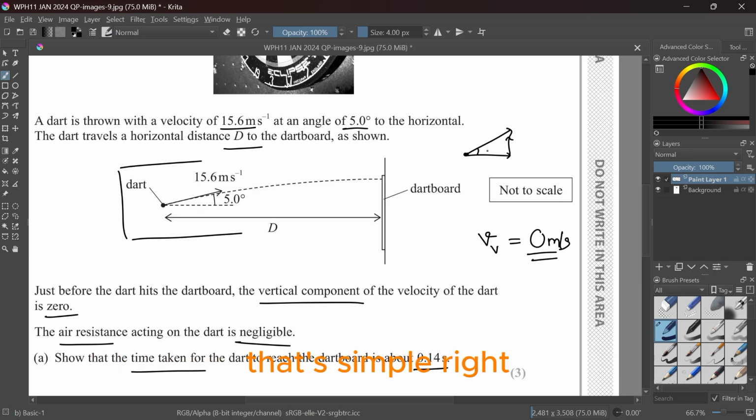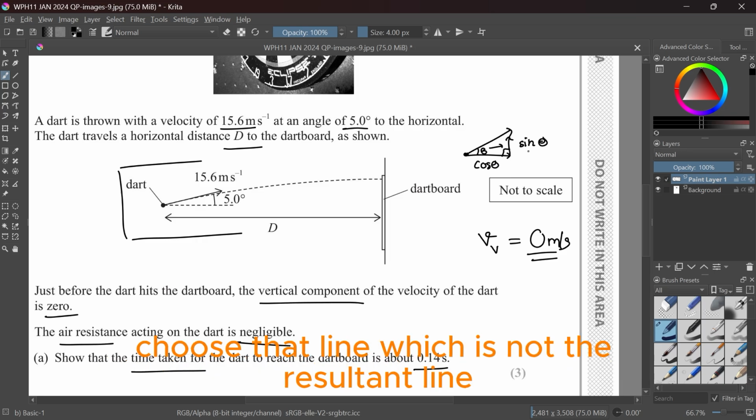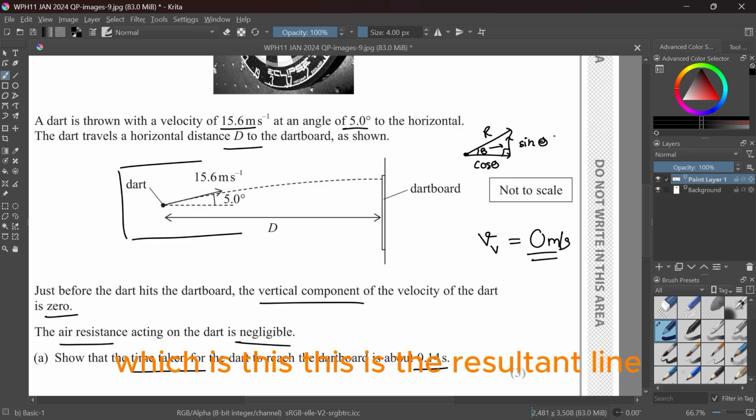That's simple, right? And then this is your angle, this is your right angle right here, and opposite to this angle, which is 5 degrees, is sine theta. And to get the cos theta, it's very simple. Choose that line which is not the resultant line. This is the resultant line, so don't choose this as your cos, choose this as your cos. Okay, it's very simple.